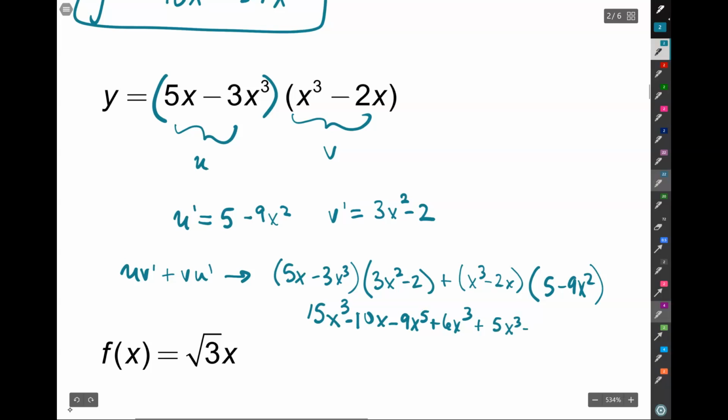First, outer, so minus 9x to the 5th. Negative 10x plus 18x to the 3rd. Yeah, I FOILed both of these. So that's that one. That's that one.